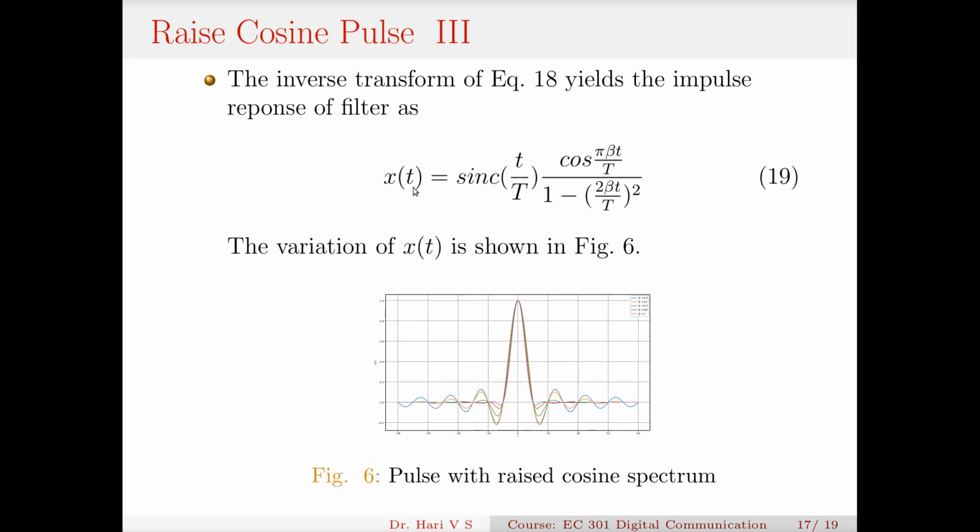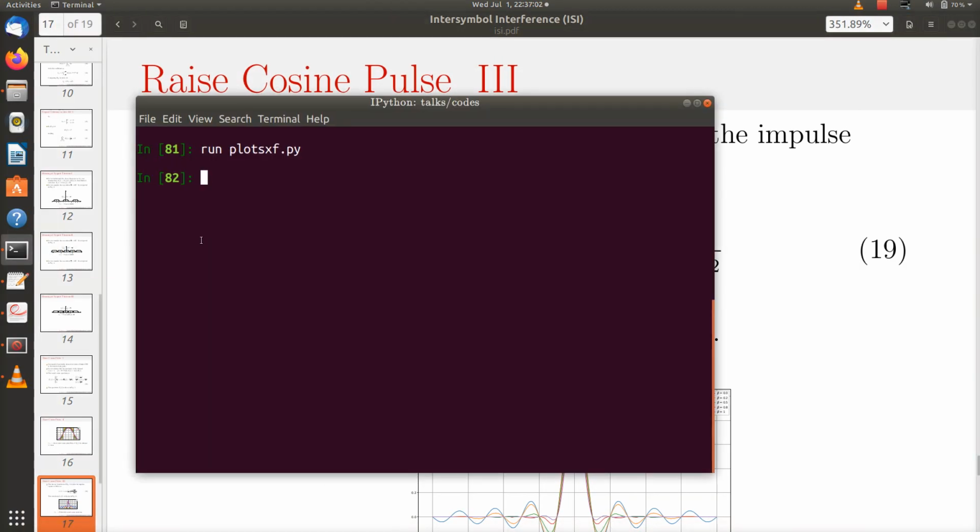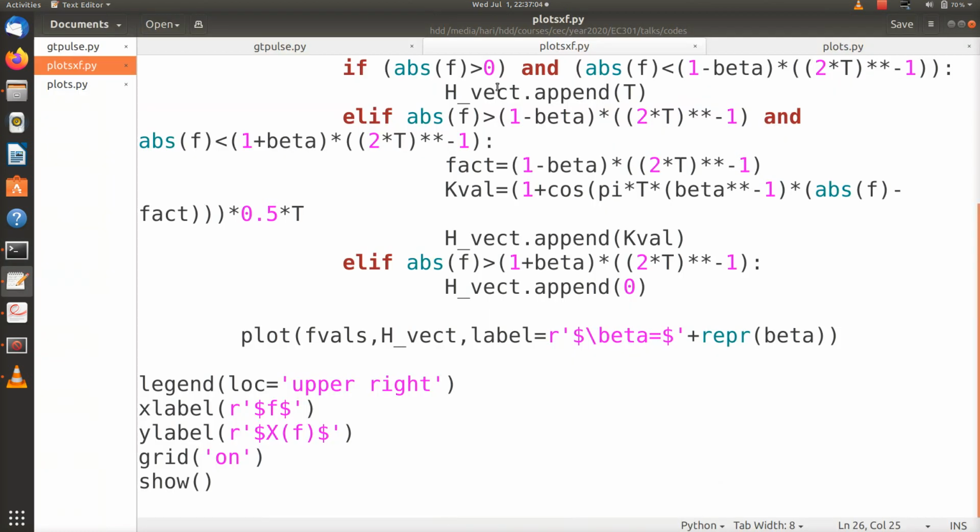If you take the inverse of that, you don't have to know the mathematics of that. x(t) comes as sin(pi t/T) by (pi t/T), into cos(pi beta t/T) divided by 1 minus (2 beta t/T) whole square. That variation of x(t) is shown in this figure. I will show you a simulation of that. I will run it. So here I have the code for that.